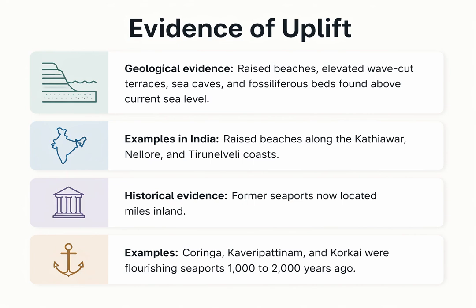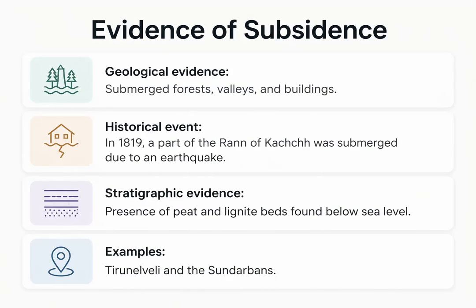We also have historical evidence. Several places that were bustling coastal seaports just a few centuries ago are now located miles inland because the land beneath them rose. For instance, Karinga, Kaviaripatnam, and Korkai were all flourishing port cities 1,000 to 2,000 years ago, but are now completely landlocked. Conversely, we also have stark evidence of subsidence, where the land sinks downward.